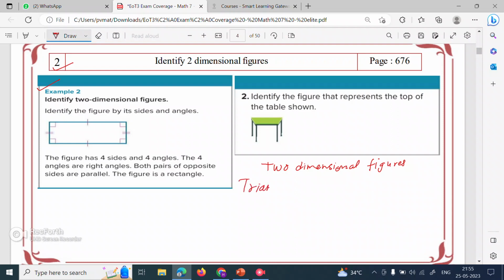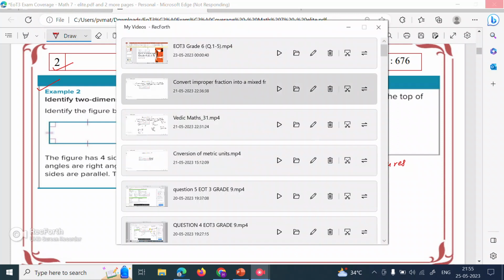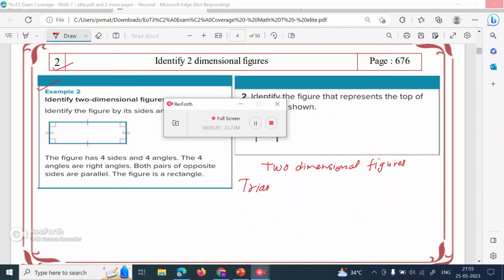If I go with triangles, it's not responding. I think something happened with the PDF. I'll stop it.